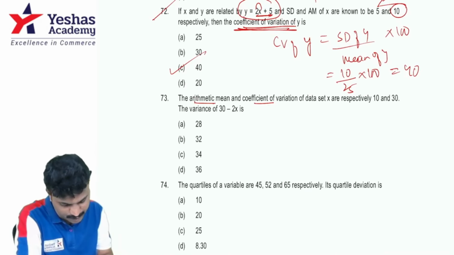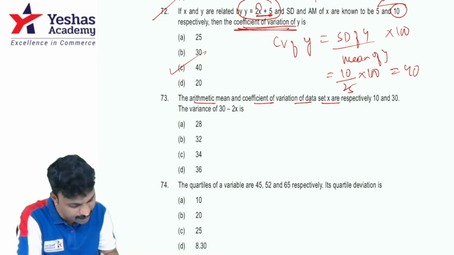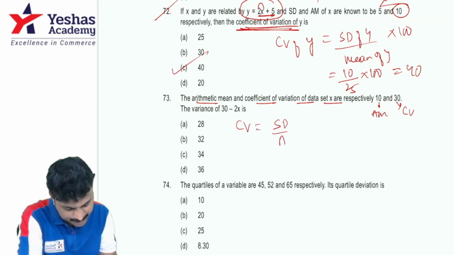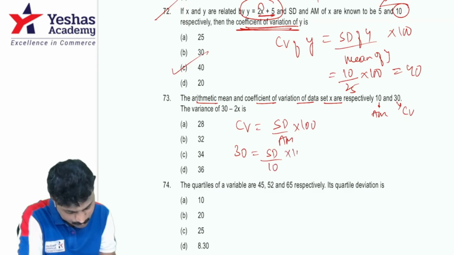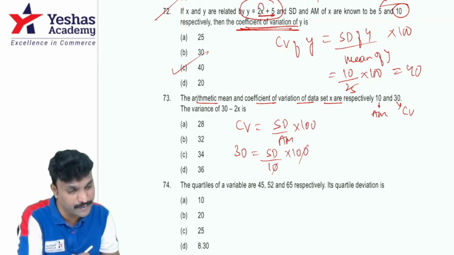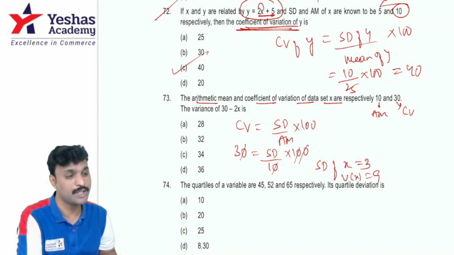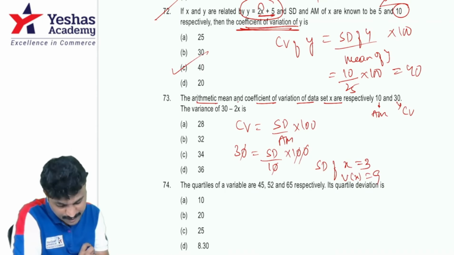73rd question. Guys, arithmetic mean and the coefficient of variation of a data set x are given. So this is AM. This is CV. See, what is CV formula? SD by AM into 100. So CV is 30. SD we don't know. AM is 10, into 100. Guys, 1 0 cancels with this and 1 0 cancels with this. So SD of x is equal to 3. So obviously variance of x is 9. Square of standard deviation is variance.